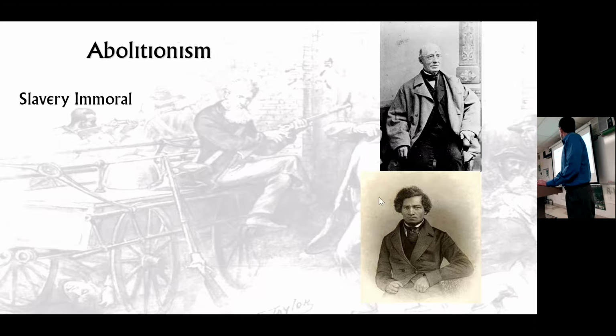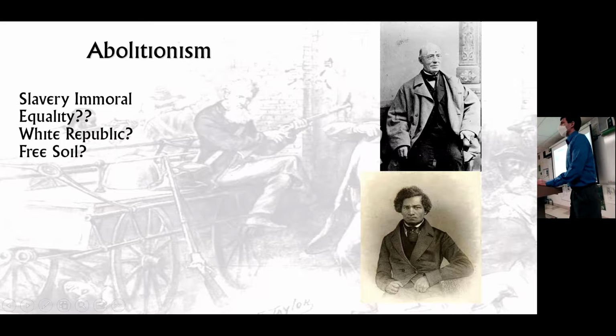In fact, these three basic elements were big questions among abolitionists. Most abolitionists would not have believed that slaves should be freed and then become equal citizens of the United States. A lot of them believed that the United States should be a white republic, and therefore slaves, if freed, should not be allowed to live here. And lastly, remember, free soil was the idea that there's no slavery in the territories.